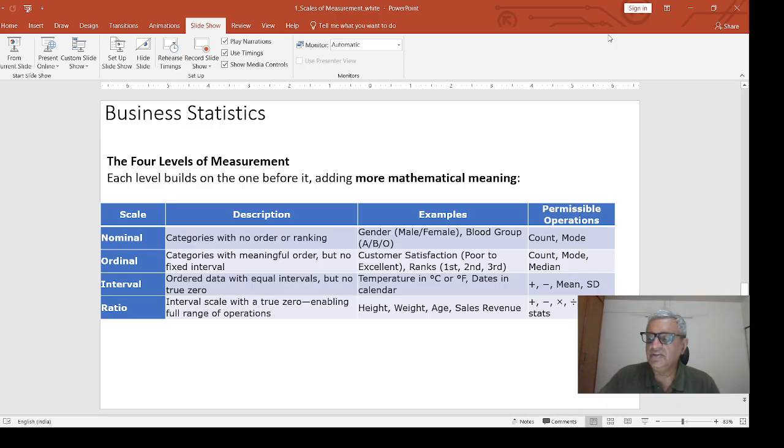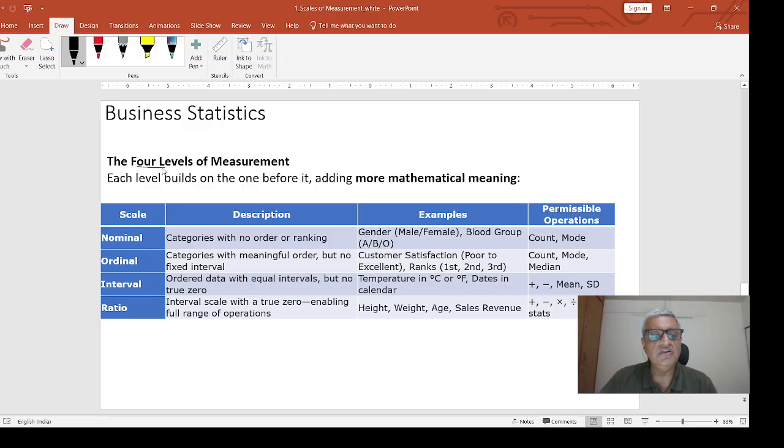There are basically four levels of measurement: nominal, ordinal, interval, and ratio. Let us understand what nominal scale is. In this kind of data, categories don't have any order or ranking. For example, we have taken the example of gender, which is male and female. We don't have any rank in that.